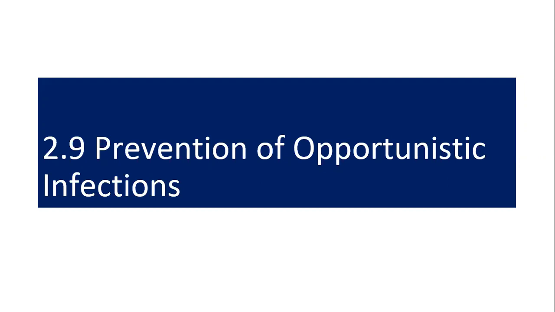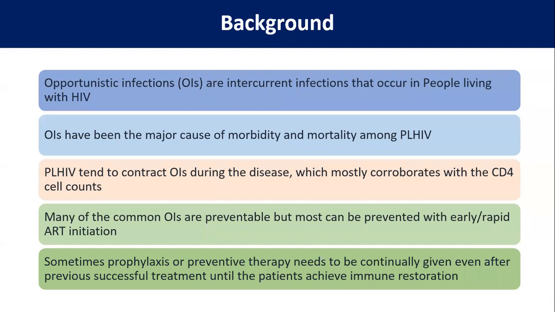Okay, then. Now coming to the next topic, prevention of opportunistic infection. Opportunistic infections are intercurrent infections that occur in people living with HIV. OIs are the major causes of morbidity and mortality among PLHIV, most of all in advanced HIV disease. PLHIV tend to contract OIs depending on the stage of the disease, which mostly corresponds with the CD4 count. So there are trends based on the CD4 count by which we can guess the type of OI the person can have. And most of these OIs have medicines to prevent their occurrence, and ART itself can prevent many of the OIs.